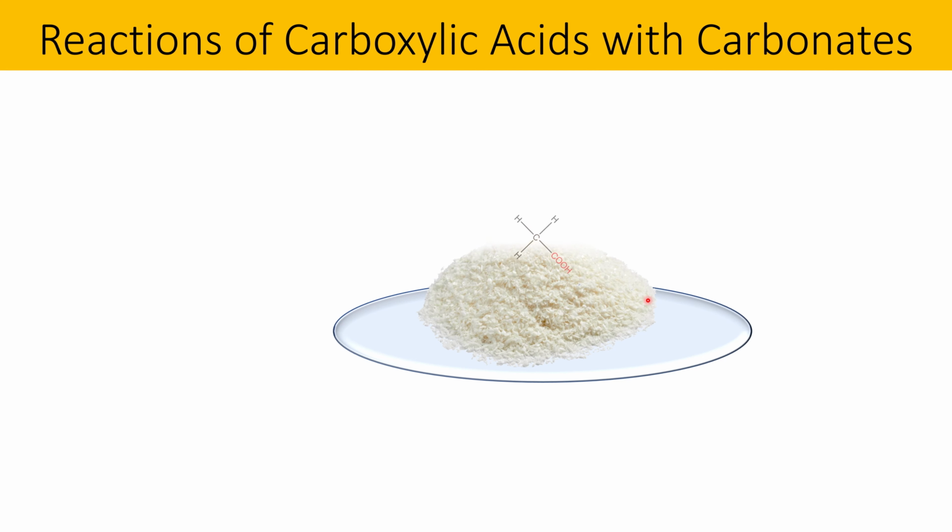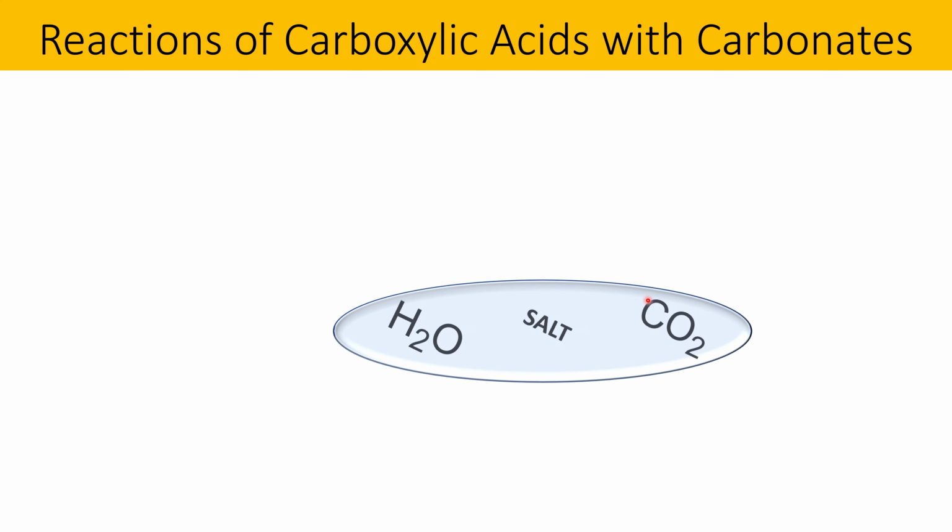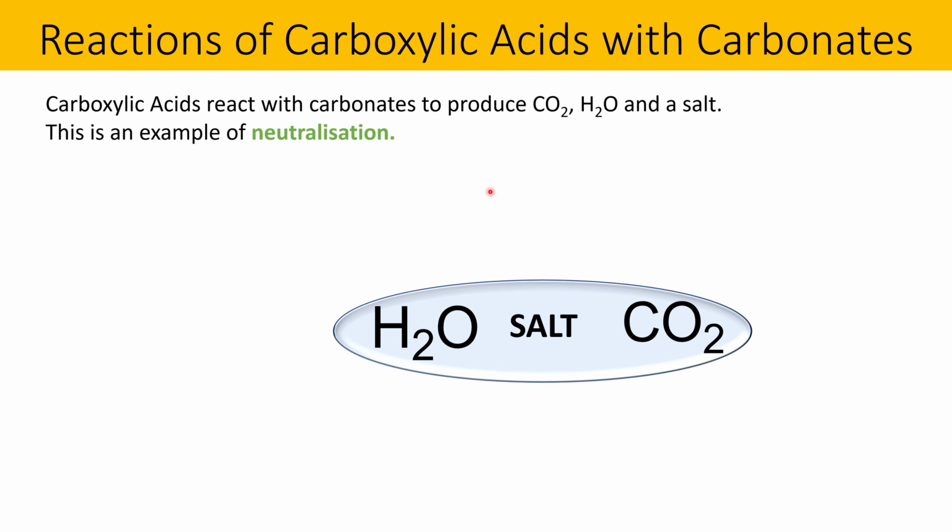Now remember, whenever we react a carboxylic acid with a metal carbonate, it neutralises the carbonate to make a soluble salt, so a salt that's dissolved in water. It'll also make water as a byproduct of neutralisation, but because we've reacted a carbonate, something that's a CO3, you're also going to get carbon dioxide gas come off of that, which you're going to observe in the form of effervescence. So remember that they will produce carbon dioxide, water and a salt, and it's an example of neutralisation.